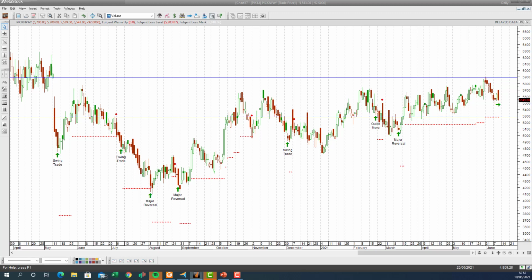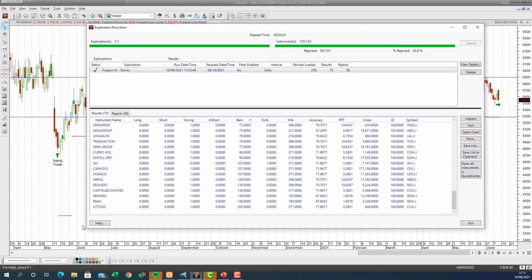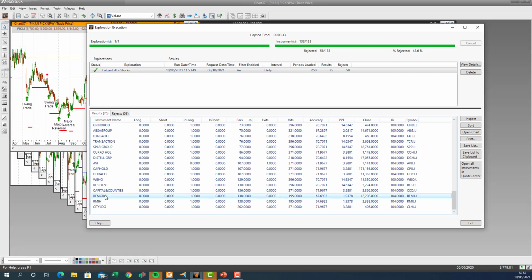Anything other interesting? Let's look at the rest of the list. So these are all the stocks that are in a trade, long or short. I didn't really go for the shorts. Remgro.